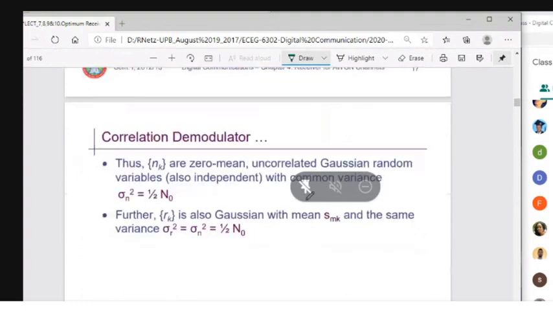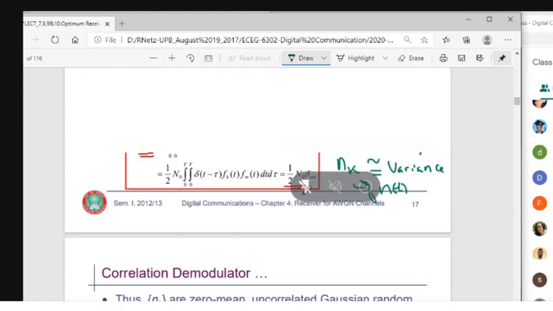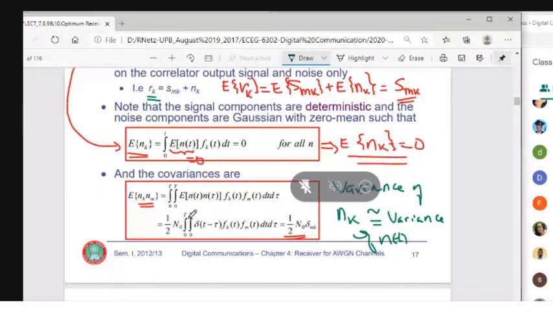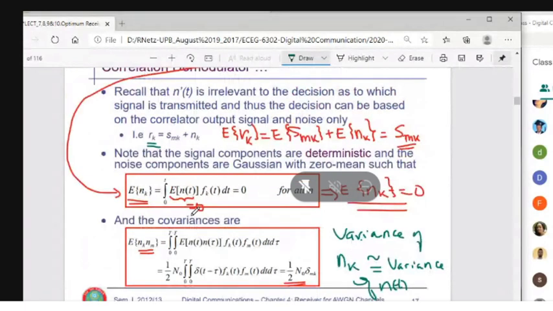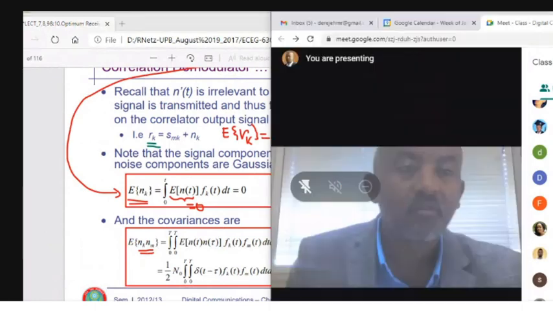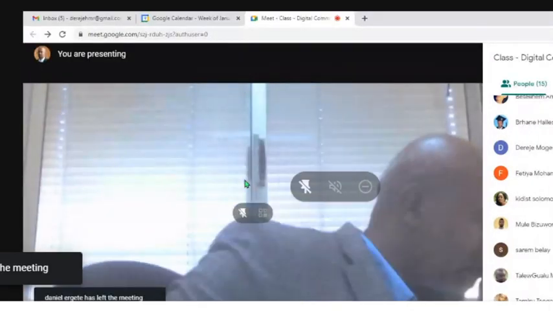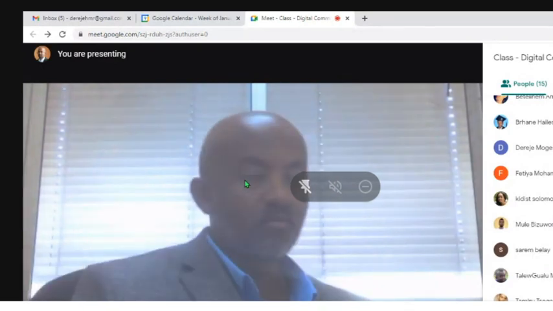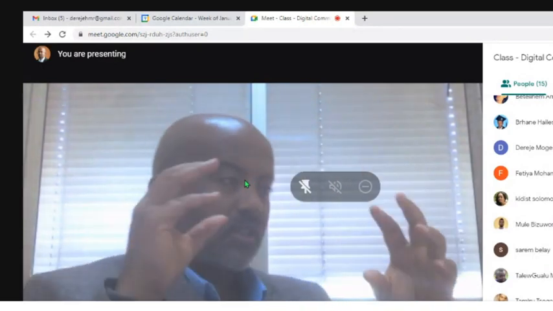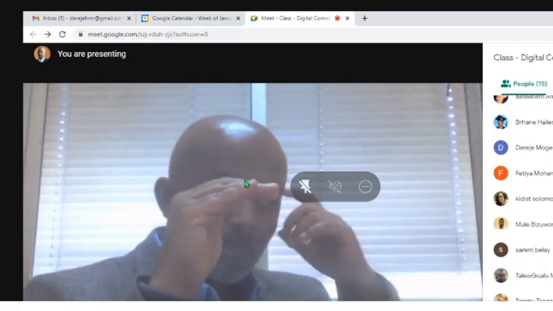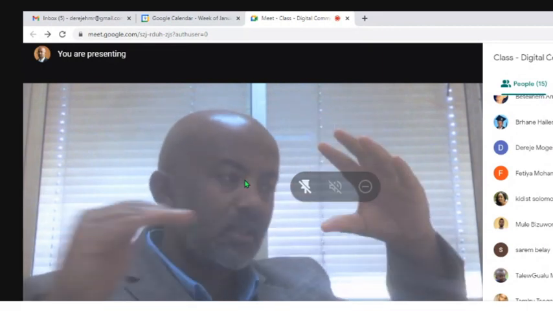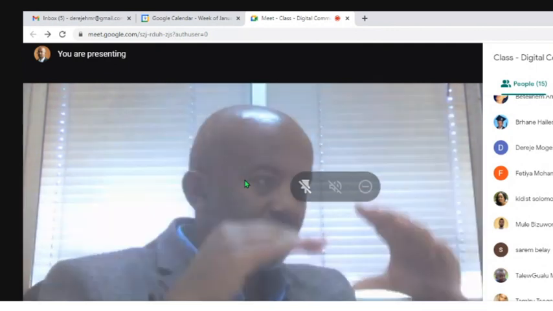So if n of t has a mean of zero, then n_k will have a mean of zero, and r_k will have a mean of s_mk. The variance of n of t would be the same as the variance of n_k, and the same as the variance of r_k. r_k is s_mk plus noise, and s_mk is a constant, so the variance of r_k is the same as the noise variance.